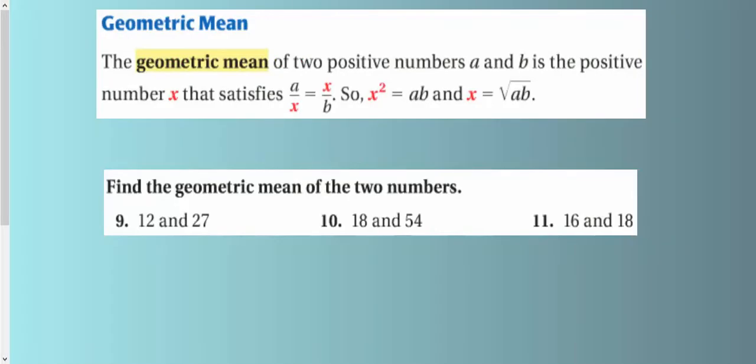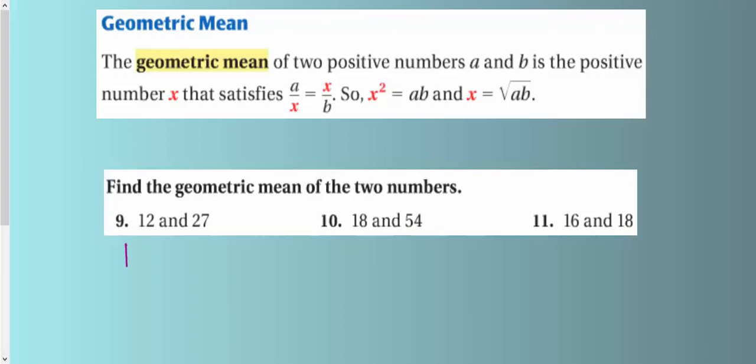I'm just going to talk about this. The geometric mean of two positive numbers, a and b, is the positive number x that satisfies this proportion. I'm just going to show this to you guys. I don't really know if it comes up that often. So find the geometric mean of these two numbers.